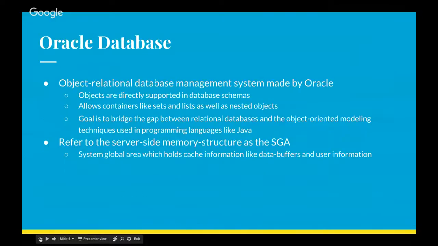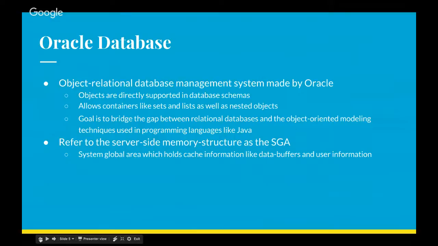An example of a database would be Oracle Database. Oracle Database is an object relational database management system created by Oracle. This means objects are directly supported in database schemas and allows containers like sets and lists, as well as nested objects. The goal is to bridge the gap between relational databases and the object-oriented modeling techniques used in programming languages like Java.